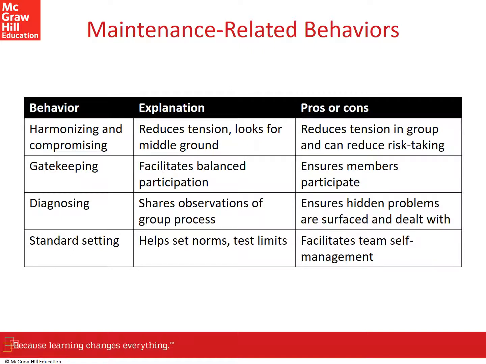We have maintenance related behaviors. Remember I said these relate to the interpersonal dynamics in the group. So let's see. I like the harmonizing and compromising person because they normally reduce tension, and if there's a conflict, then they'll always look for middle ground. And they're taking a risk when they jump into a conflict. So harmonizers and compromisers are usually pretty good at what they do.